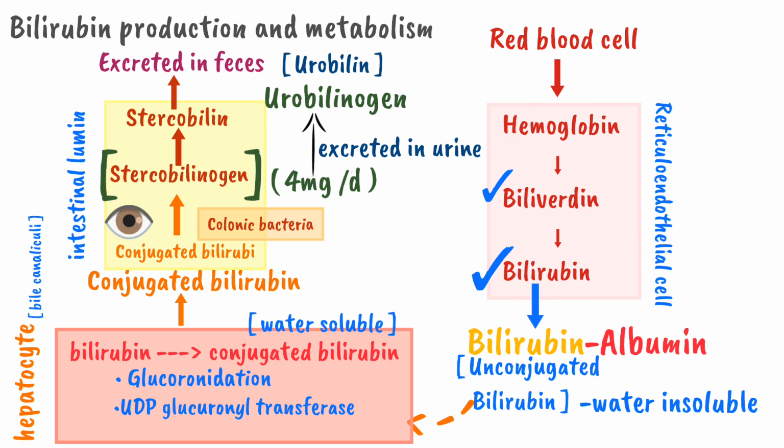In short, the bilirubin which is excreted in urine is called urobilinogen, while the bilirubin which is excreted through feces is called stercobilinogen. So it is all about bilirubin production and metabolism in a simplified and effective manner.